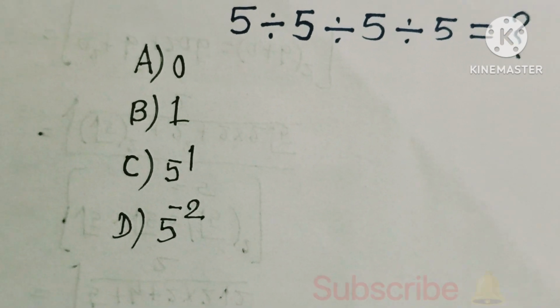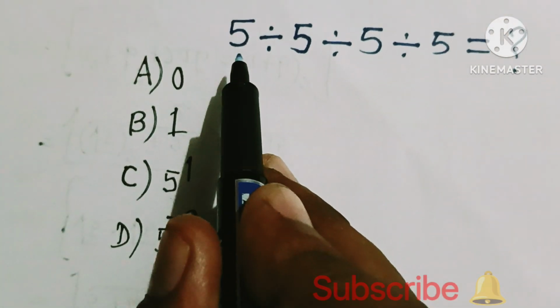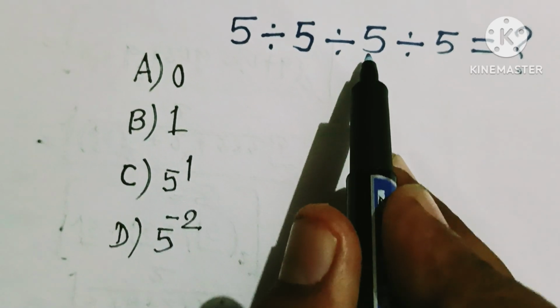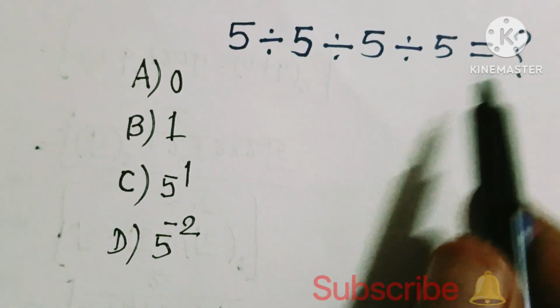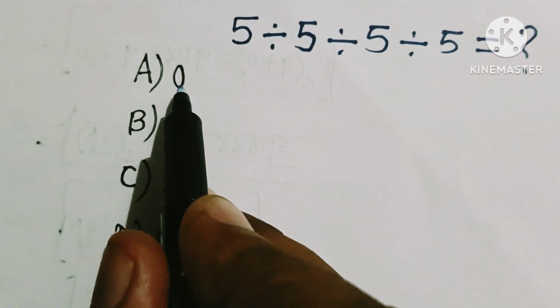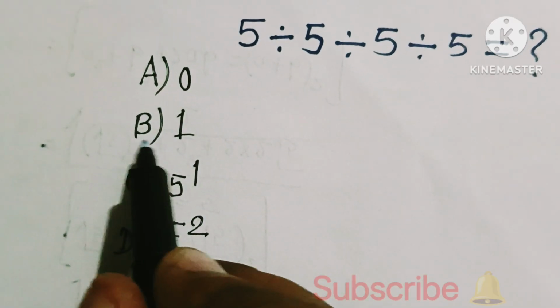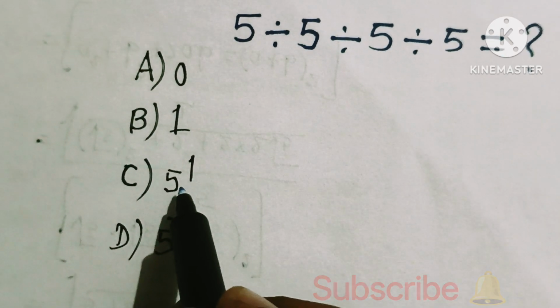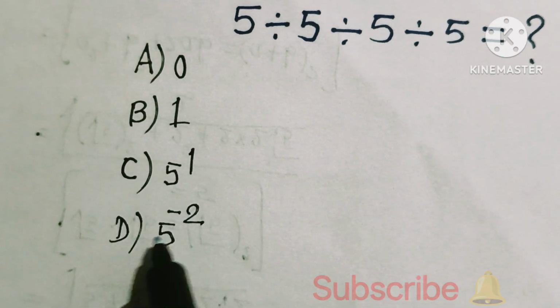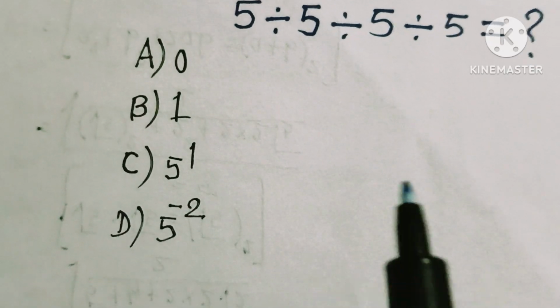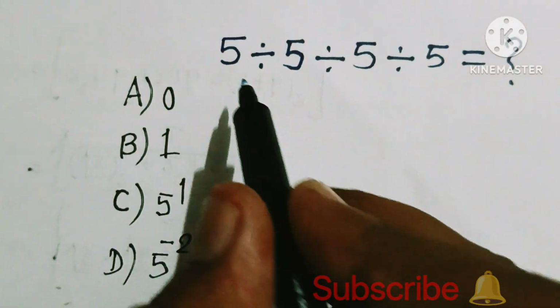I am Algebra solution. Here 5 divided by 5 divided by 5 divided by 5 is equal to question mark. Here 4 choices are given. Option A is equal to 0, option B is equal to 1, option C is equal to 5 raised to power 1, option D is equal to 5 raised to power minus 2. So let's start the solution.